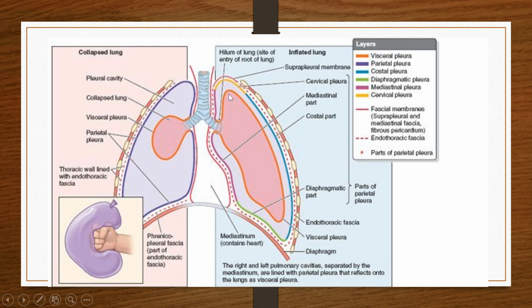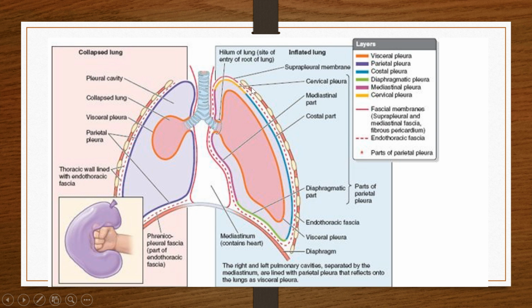Now here on this side they have shown the normal lung. See here, this is the normal lung, which is bounded by two layers of the pleura. The outer one is called the parietal pleura and the inner one is called the visceral pleura. Similarly, the lung is bounded by two layers of pleura on this side also, but this is a collapsed lung due to pneumothorax.